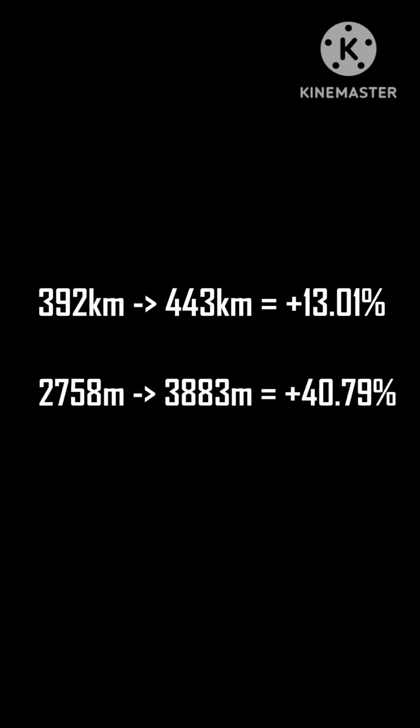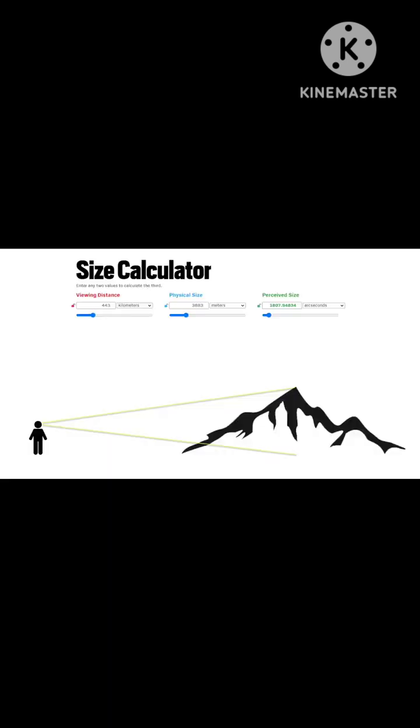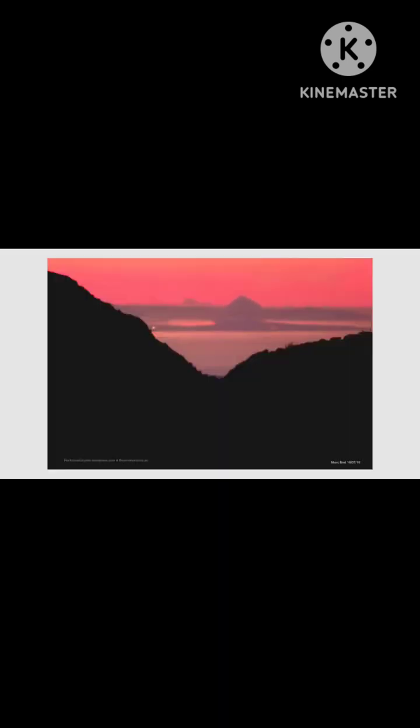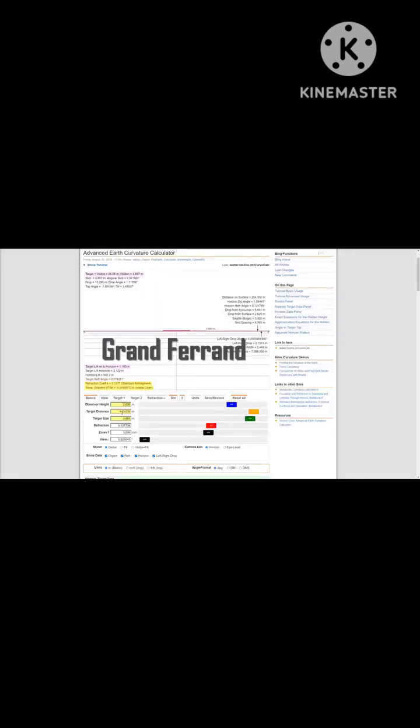From our vantage point, Pic Gaspard is 13% further away than Grand Ferrand, yet it is 40% taller. Now, on a flat surface with no curvature, the viewing angle for Pic Gaspard should be 1,800 arc seconds versus 1,451 for Grand Ferrand. So Pic Gaspard should look taller, yet it actually appears significantly smaller and only appears the same size as a mountain that it is 57% taller than. Yet when we plug those figures in for Grand Ferrand and Roche Ronde into an advanced curve calculator, the results correlate with what we see.